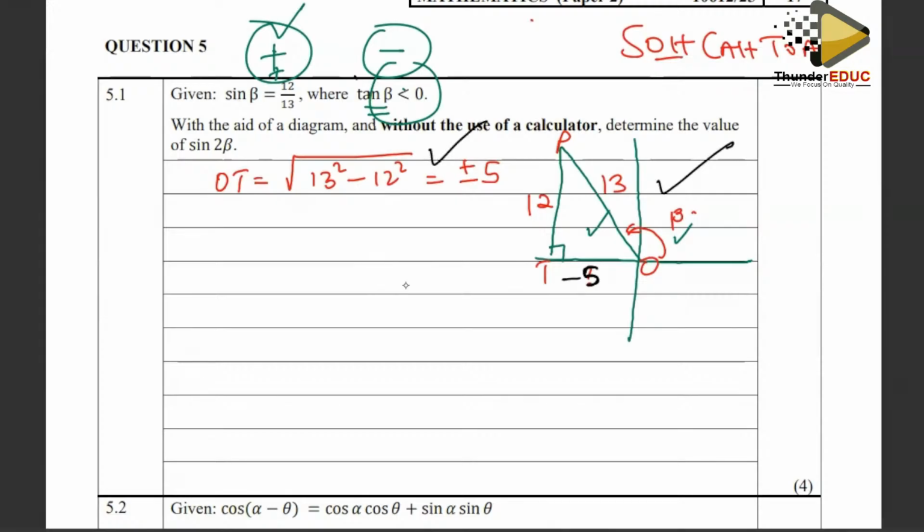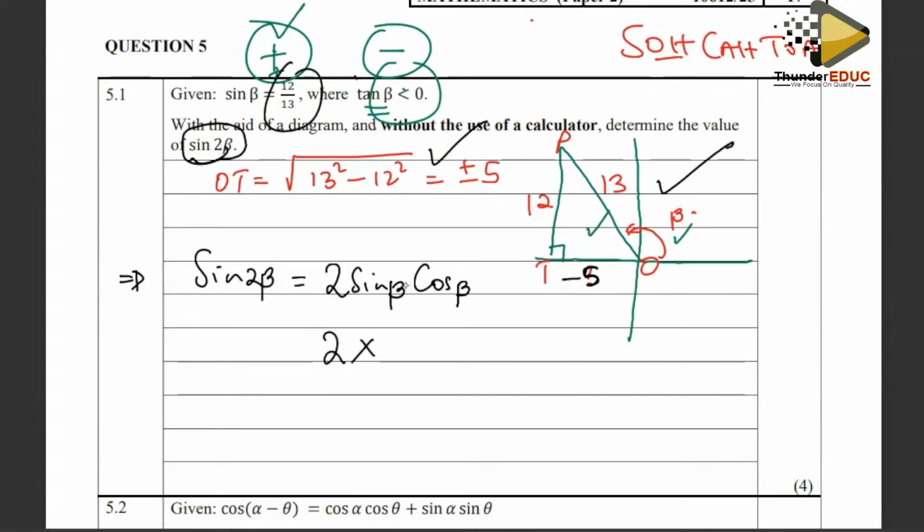Okay, so we move on. They want us to find sine 2 beta. Okay, so this is the double angle of sine, which can be expanded as 2 sine beta cos beta. Okay, 2 times sine beta we were given, it's 12 over 13. Cos of beta is going to be negative 5 over 13. So 12 times 2 is 24, 24 times 5 is going to be 120, 13 times 13 is 169.